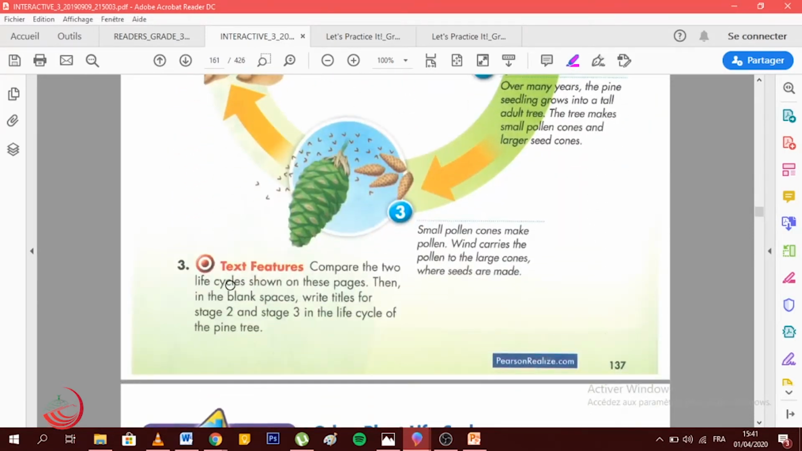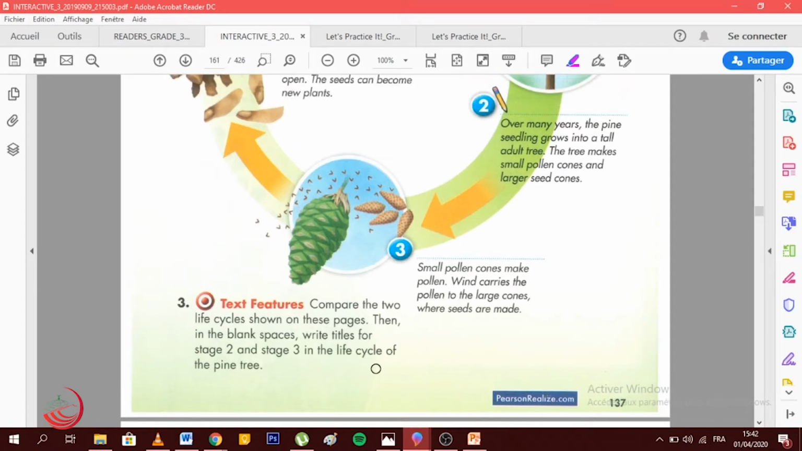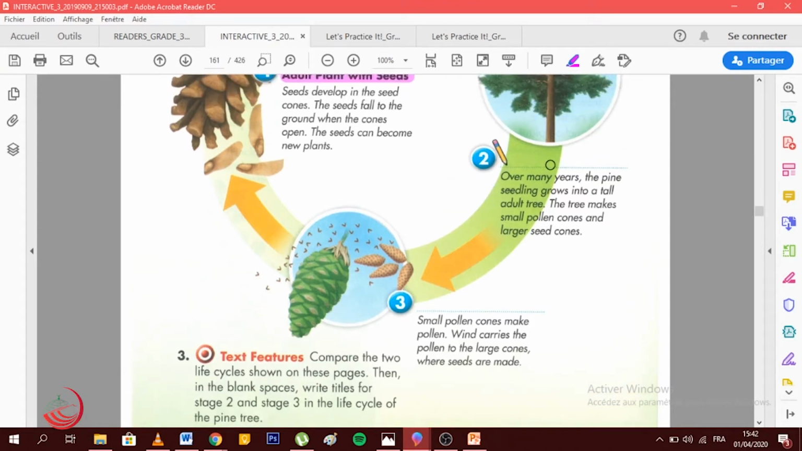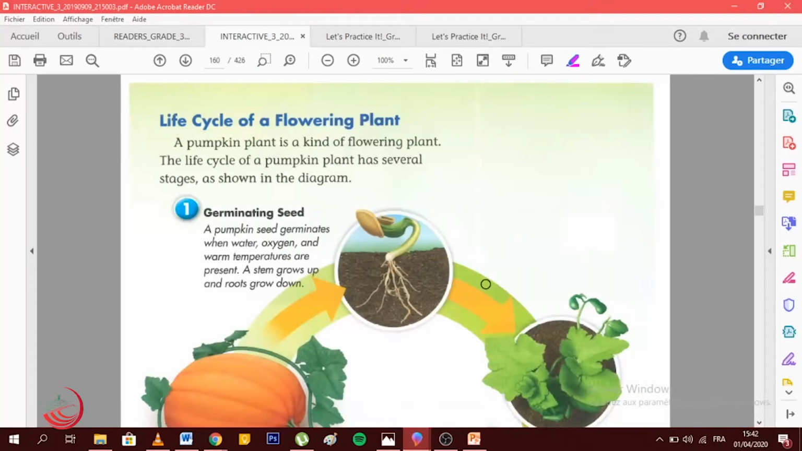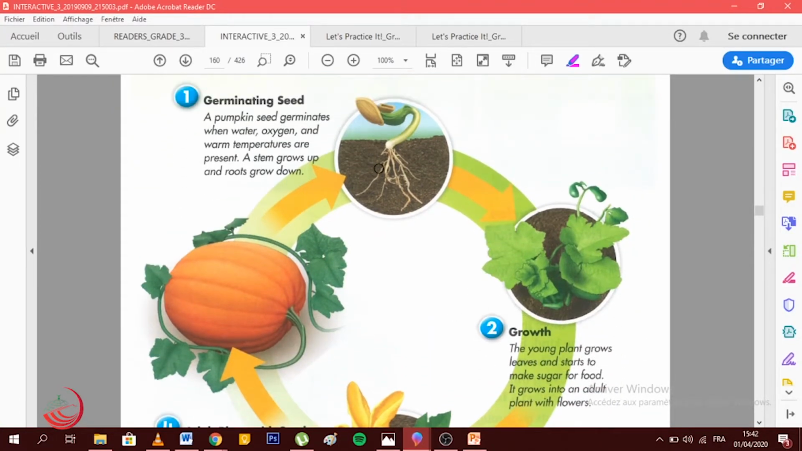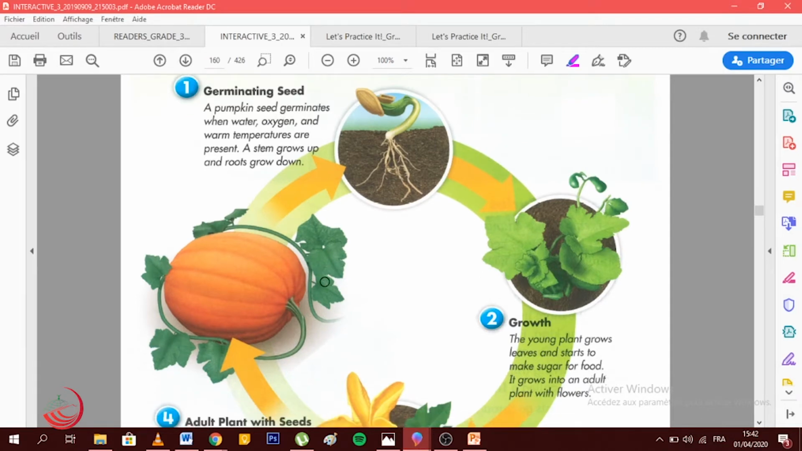So let's go to the question. Number 3, text features. Compare the two life cycles shown on these pages. Then in the blank spaces, which means this one and this one, write the titles for stage 2 and stage 3 in the life cycle of the pine tree. So we don't have the names or the titles for the second stage and third stage, but we can get help from this life cycle, okay? Because these have a little bit similar life cycles, okay?